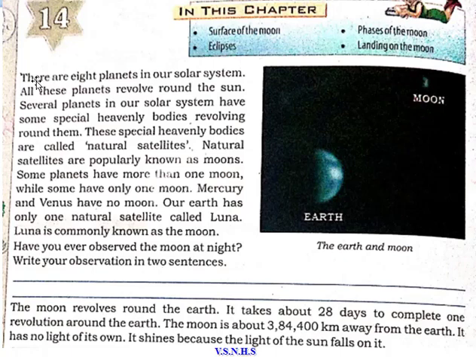Some planets have more than one moon, like Jupiter has more than 50 moons. Also there are some planets which do not have any moon, like Mercury and Venus. While some have only one moon, Mercury and Venus have no moon, our Earth has only one natural satellite called Luna. And Luna is commonly known as the moon. Obviously, as Luna is a natural satellite that revolves around a planet, that is our Earth, Luna is also a moon.